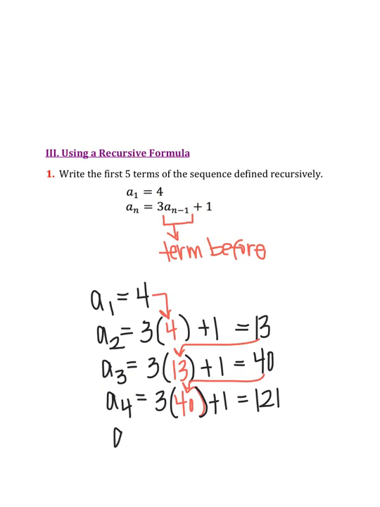And then my fifth term, I'm going to have to grab my calculator, I think, for this one. 3 times the term before it, plus 1. So 364. So those will be the first 5 terms of the sequence.